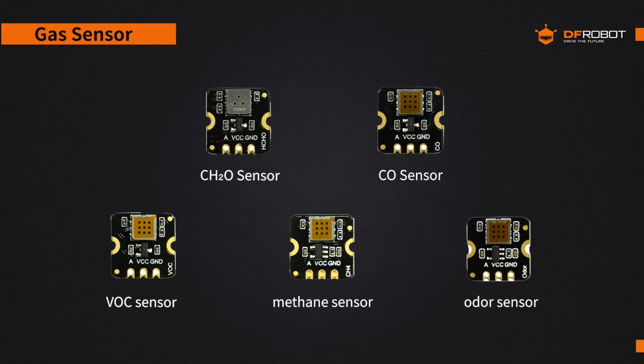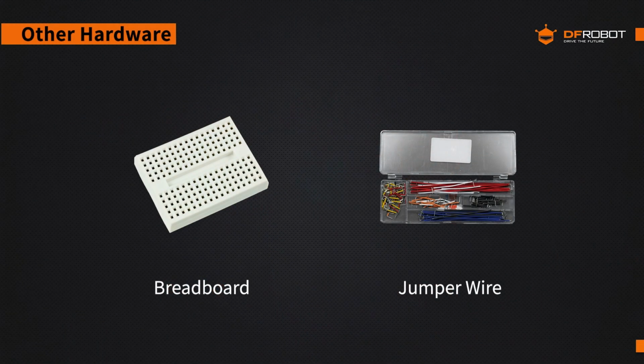Next up, we have our gas sensors. These include sensors for methane, carbon monoxide, formaldehyde, and more. They detect various gases present in the air. We'll also need breadboards and jumper wires to connect everything together.